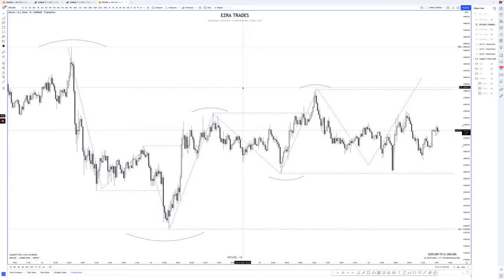I did not take into account the 4-hour. I did not even look at the 4-hour. It's not necessary every time because the reality is price is moving in fractal lower time frames to the higher time frame. So what I was using is the 15-minute.